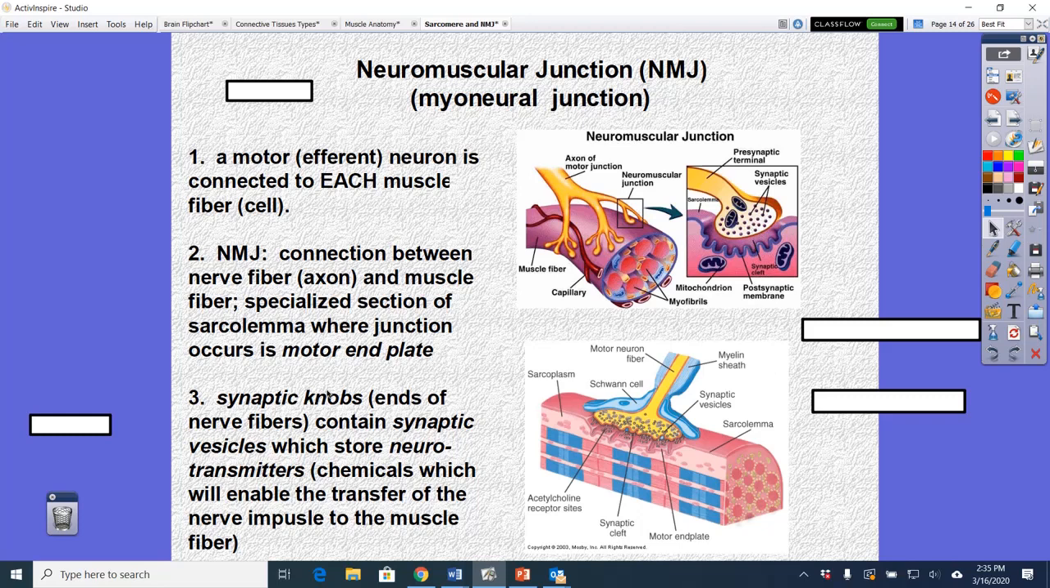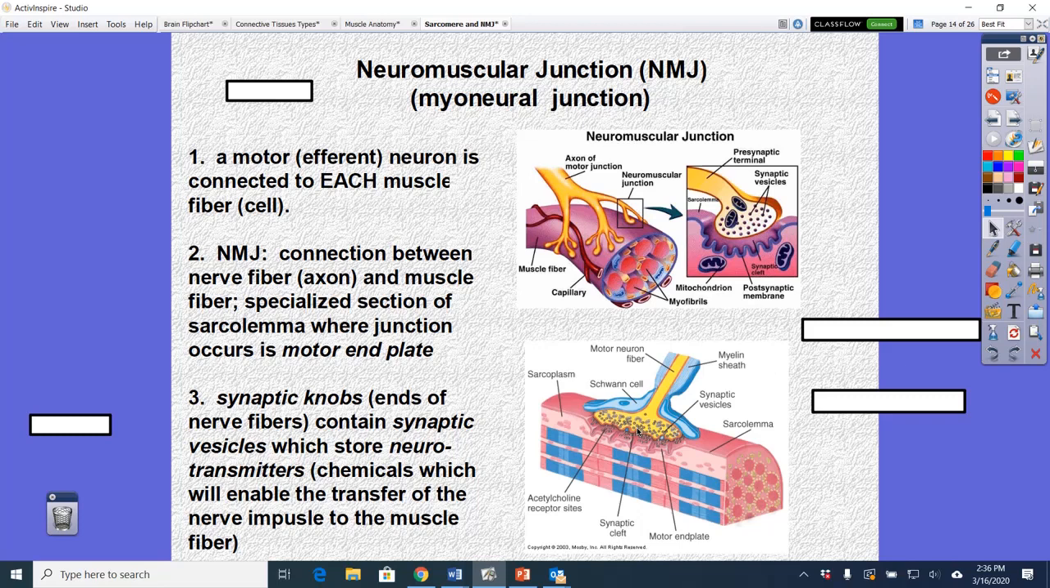Synaptic knobs are like knobs on a drawer. They are enlarged areas of the motor neuron. If you look up here in this top picture, or really we can look at the bottom picture, the motor neuron fiber is going to come down here and then it's going to get bigger. That enlargement at the end of the motor neuron, where it's coming in contact with the muscle fiber, is called a synaptic knob. Inside that synaptic knob, there are synaptic vesicles, which have specific neurotransmitters in them.